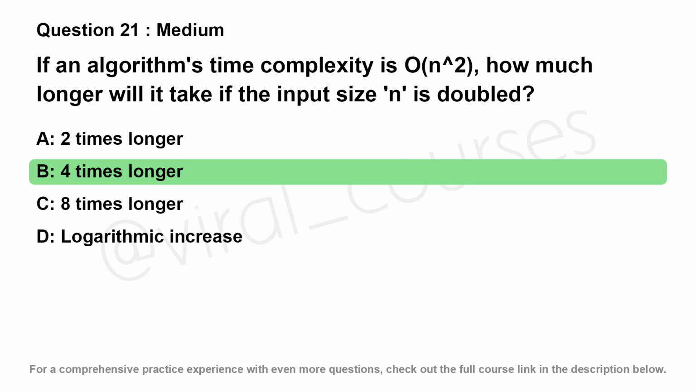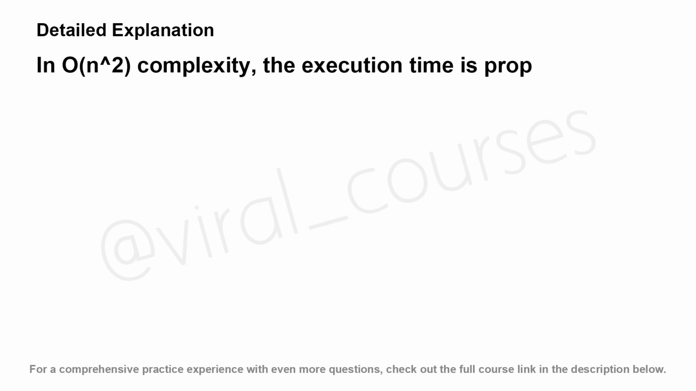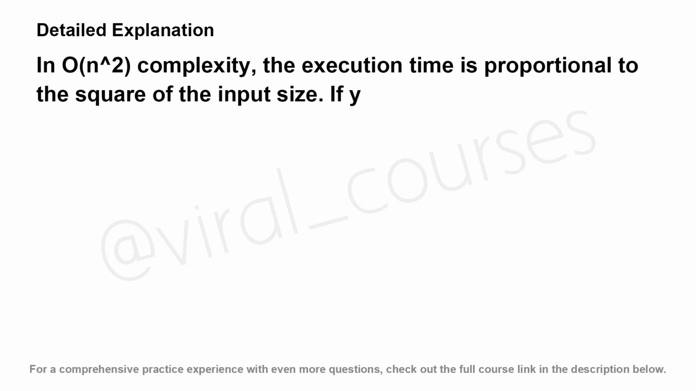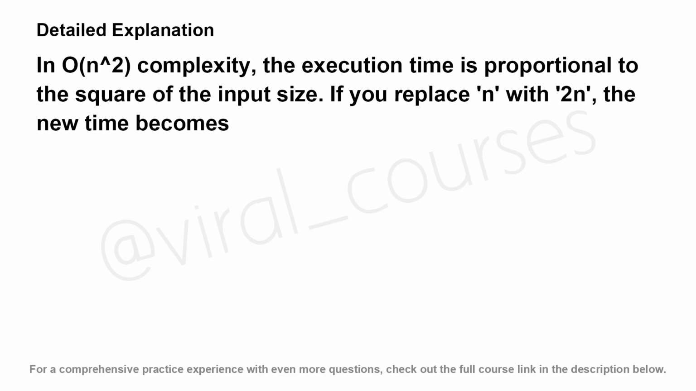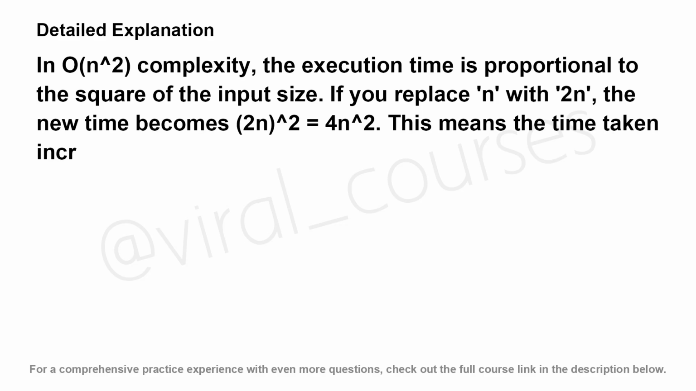The correct answer is B. In O(n squared) complexity, the execution time is proportional to the square of the input size. If you replace n with 2n, the new time becomes (2n) squared, which equals 4n squared. This means the time taken increases by a factor of 4.